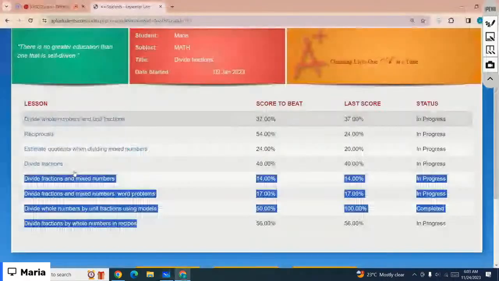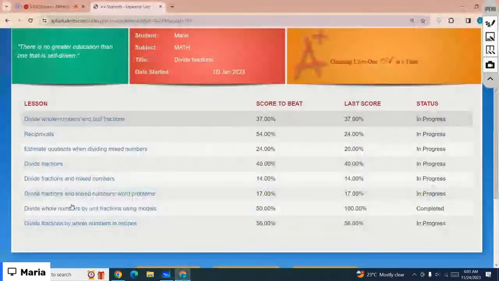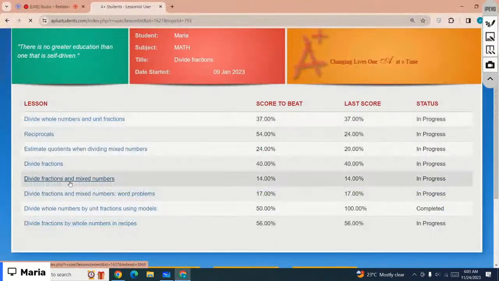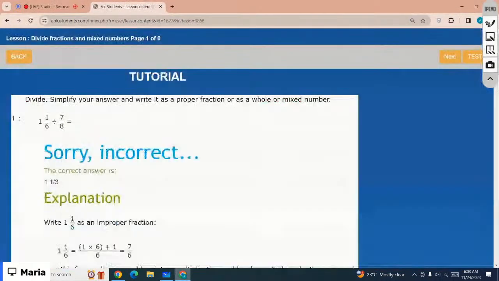Please have your book and pencil so that you can note down the important examples and definitions as well, right? Let's just start with the first lesson, that is divide fractions and mixed numbers.